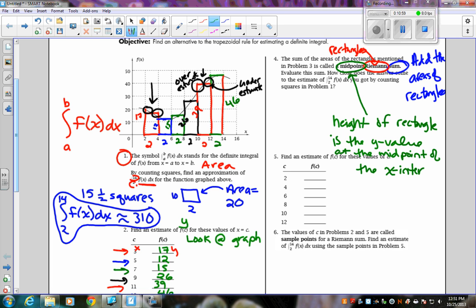Now that may not make a lot of sense, but let's look at our graph. When we looked at the first one, this guy right here, we used when x was 3. If you come down to our table, we used the y value there. And that was the height of our rectangle. So that's how we got the height was 17. That's what I mean by the midpoint Riemann sum. So I'm going to erase what I wrote. If you need to write it down, you need to pause the video.